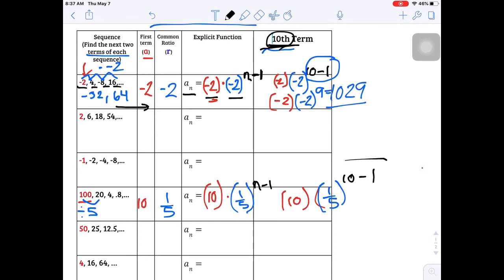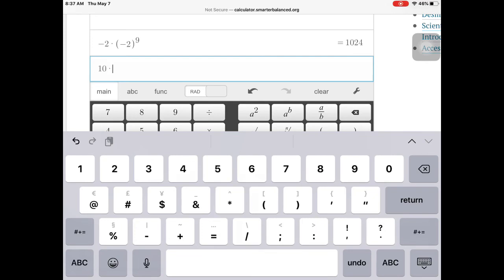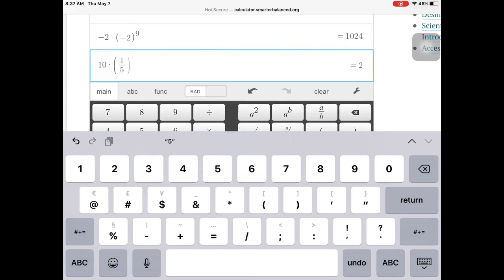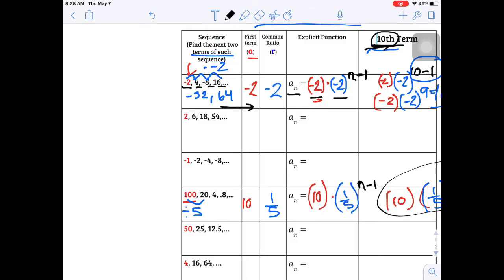Okay? Well, picture this, and let's put it in a calculator, see what it does. 10 times 1/5 to the 9th power. Once you type it in, it will give you a scientific notation format. This is what I would like for you to type into the Notability. And if you can, turn it into a decimal. So let's go ahead and write that down and go from there.